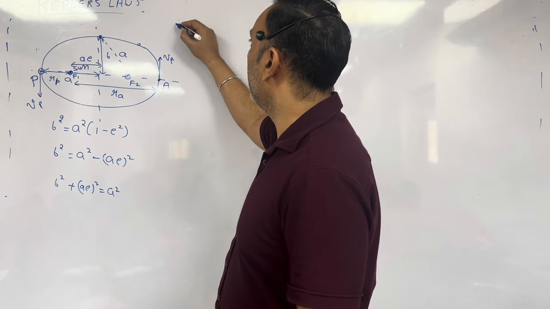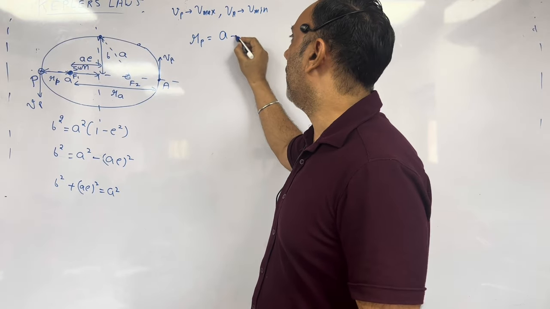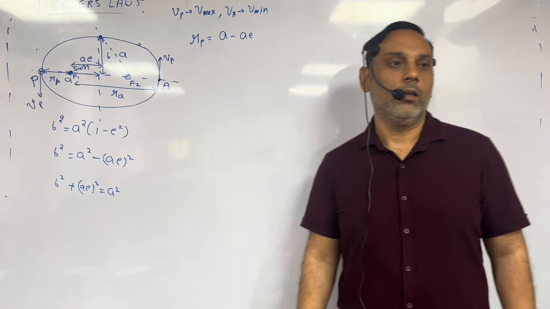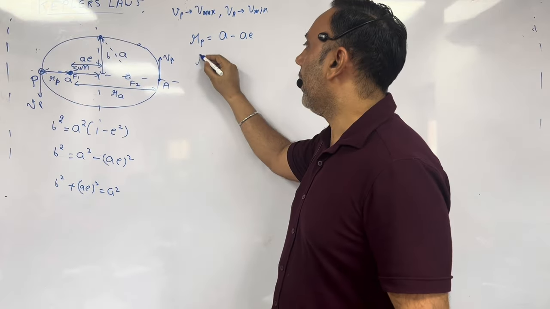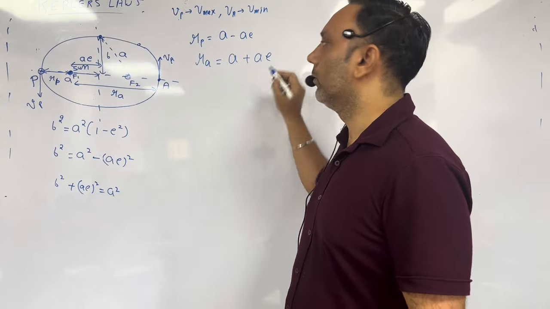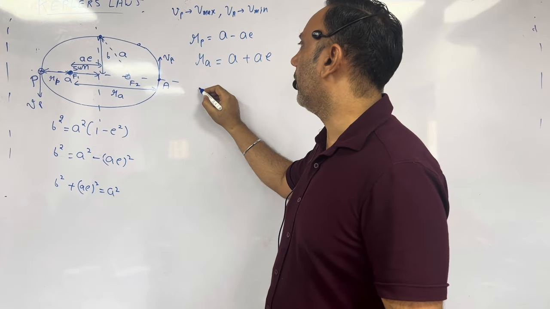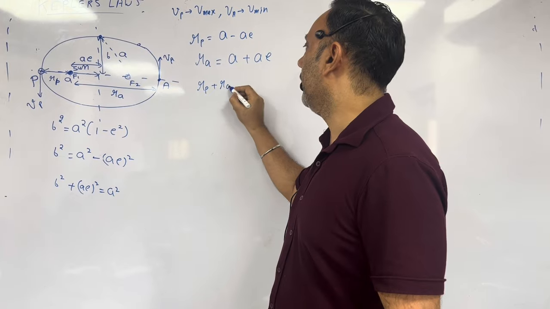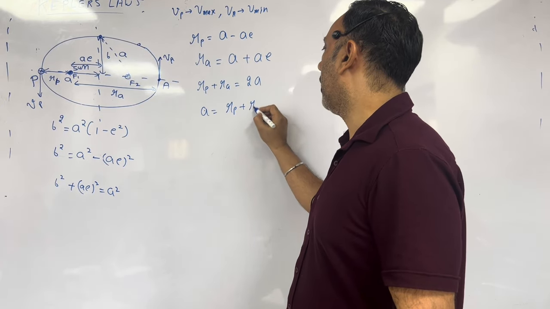Understood, beta? Now one more beautiful property is there based on these geometries. Now Rp and Ra you know. Perigee distance is A minus AE, so this length is AE. And apogee distance is A plus AE. Now if you add these two quantities, Rp plus Ra is equal to 2A. So A is equal to (Rp plus Ra) divided by 2.